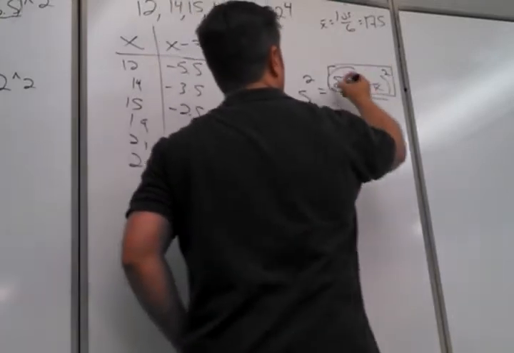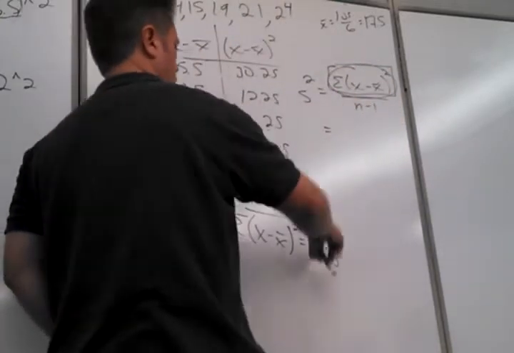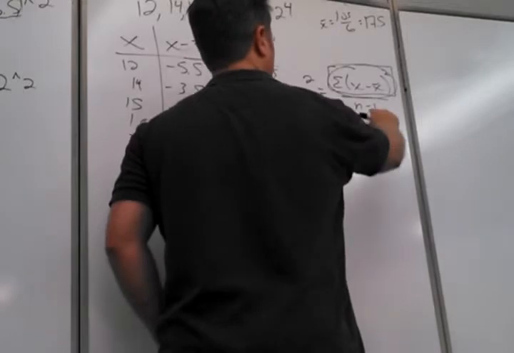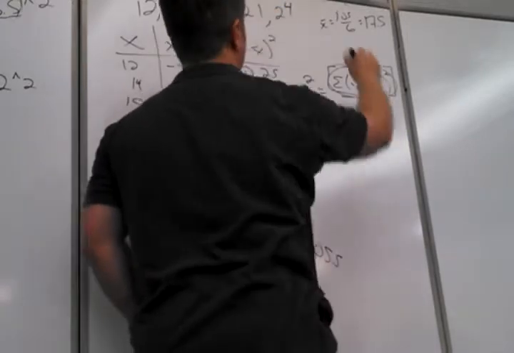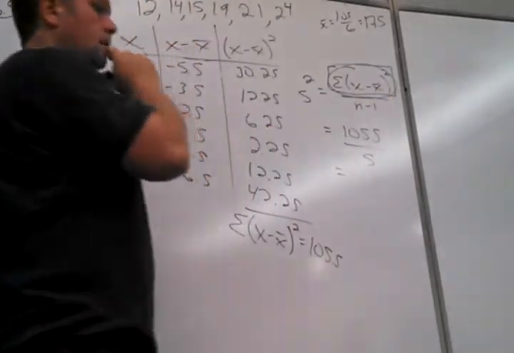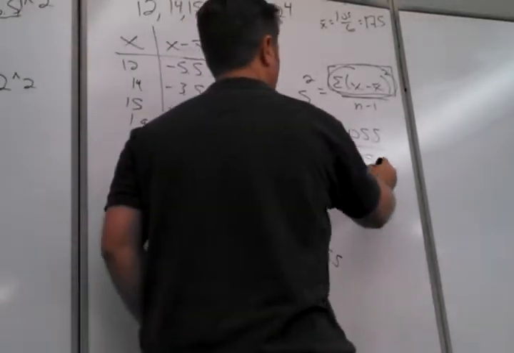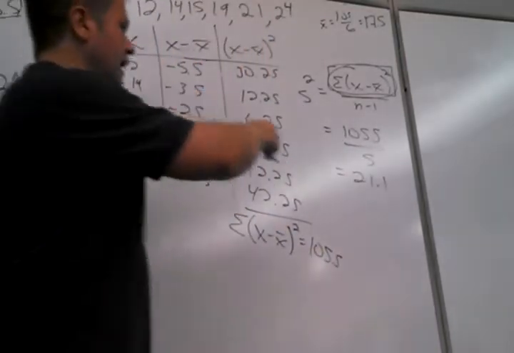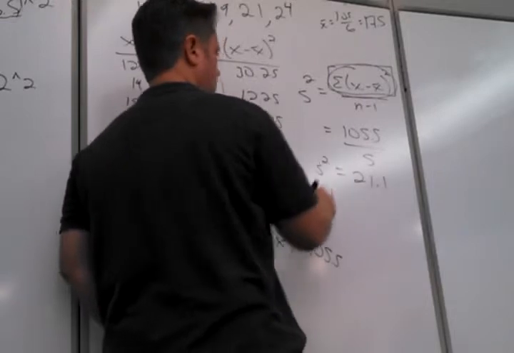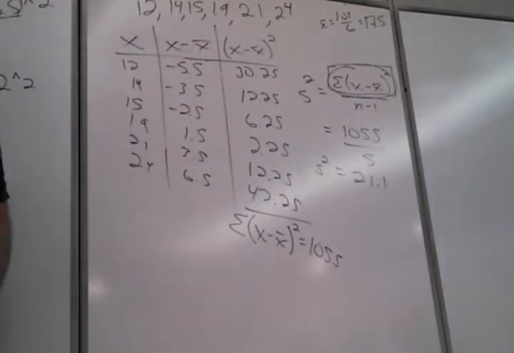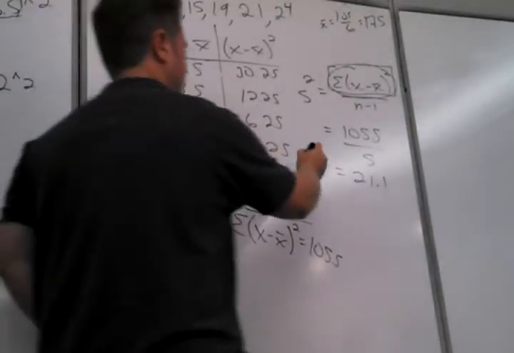So here, in place of this whole thing, 105.5. Good, because there were 6 things. 21.1. That is the variance. Beautiful. So to find standard deviation, I just square root it.